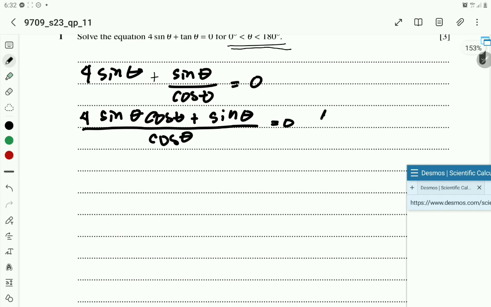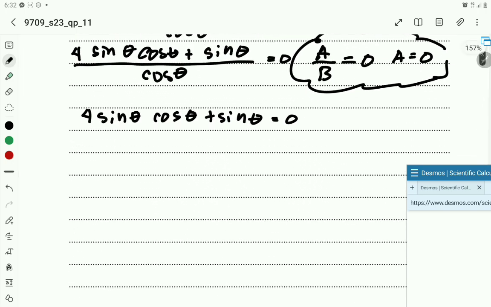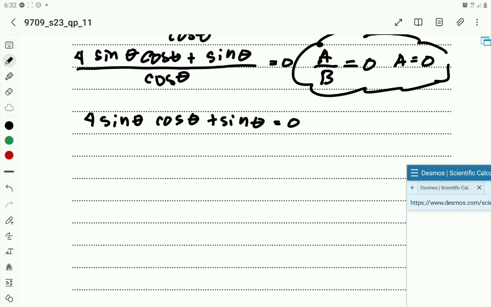So that's going to be 4 sine theta cosine theta plus sine theta, all over cosine theta, equals 0. For this to be 0, for anything like a over b, we need to set a equal to 0. So 4 sine theta cosine theta plus sine theta equals 0. As you can see, we have two terms, or binomials, and sine theta is common. So you factor out sine theta, and you have sine theta times 4 cosine theta plus 1 equals 0.